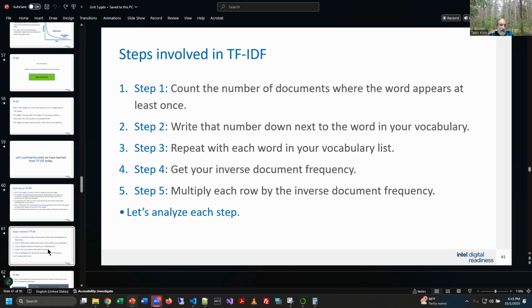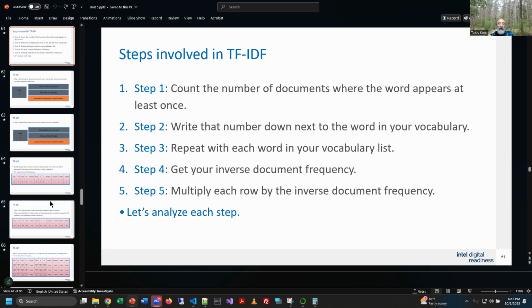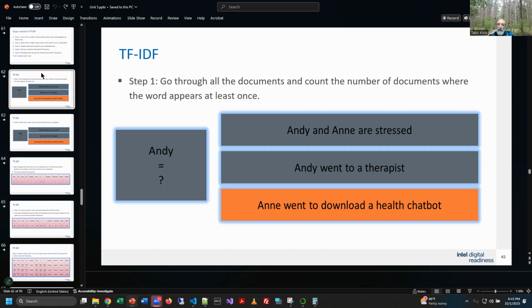Here's the steps to do this process, right? And we're going to walk through them now one by one. So here's the conglomerated version of it. So let's just go through it. So step one, go through all the documents and count the number of documents where the word appears at least once. All right. So here we're counting the number of documents where the word happens at least once. Here, if these are all documents, Andy appears in 2 documents.